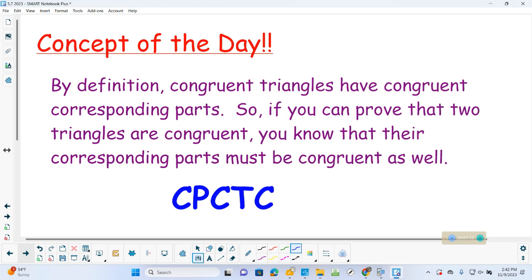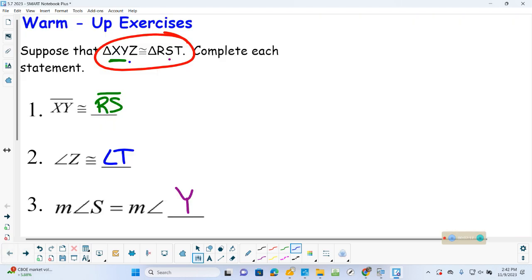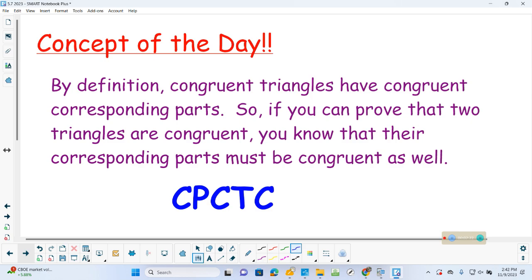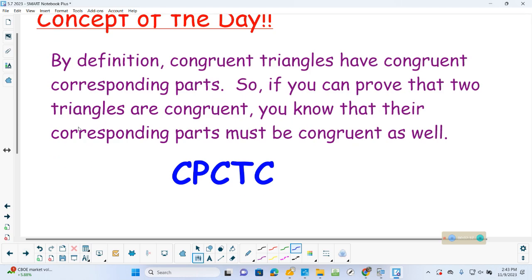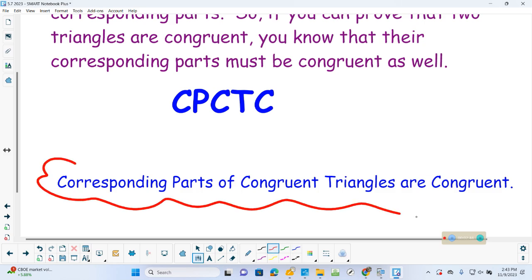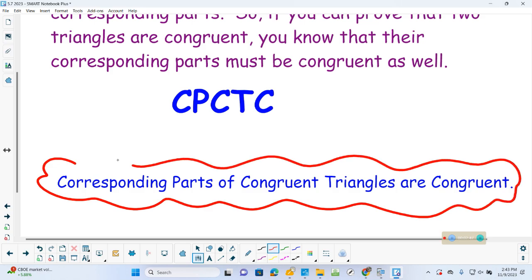By definition, congruent triangles have corresponding parts. So, corresponding parts. That's why we started it off with this. Back to it. If you can prove the two triangles are congruent with one of our 5 shortcuts over here on the board, then of course the corresponding parts are congruent as well. So we are going to use what is called CPCTC today. That is a mouthful, I know. And what does that stand for? That is what you need to write on your note sheet. Corresponding parts of congruent triangles are congruent.